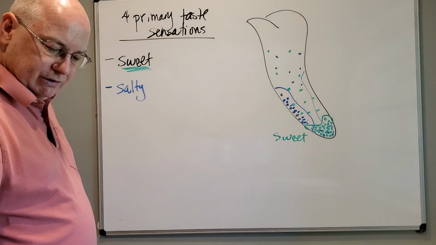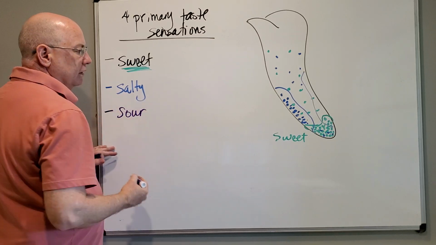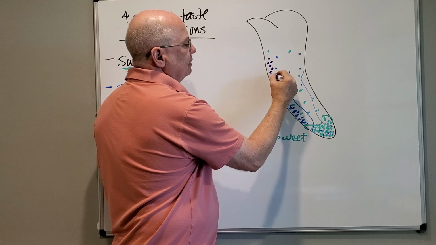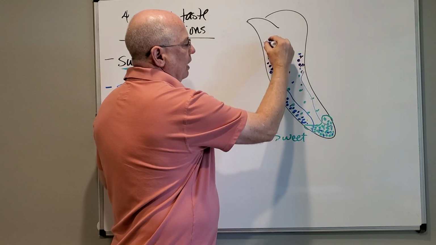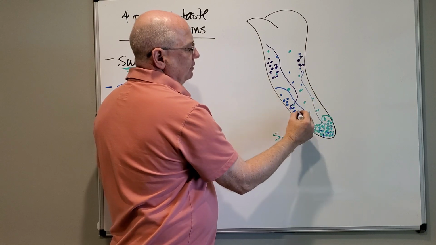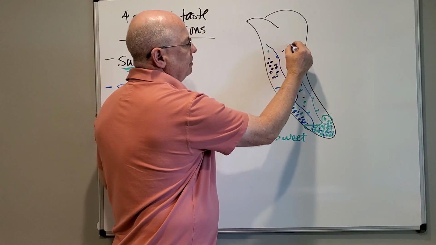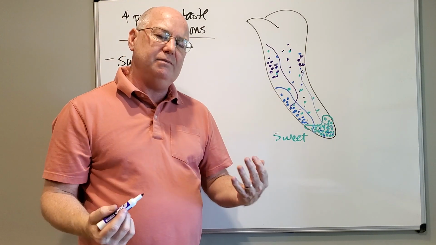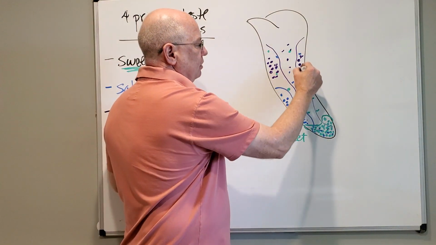A third taste sensation would be sour. Sour receptors are located further back on the tongue, at least in the highest concentration, way back here, and they will overlap some of the others. Again, that doesn't mean we don't have any sour receptors in other parts of the tongue. But if you're going to taste something sour and you put it on the tip of the tongue, it's less impact than if you put it back where the higher concentration of the sour receptors are.